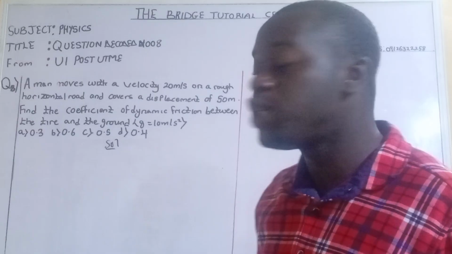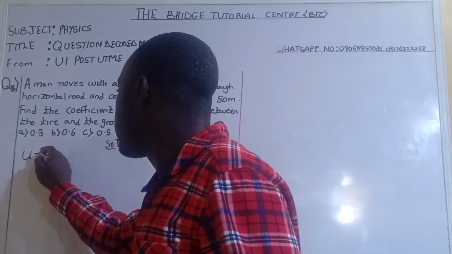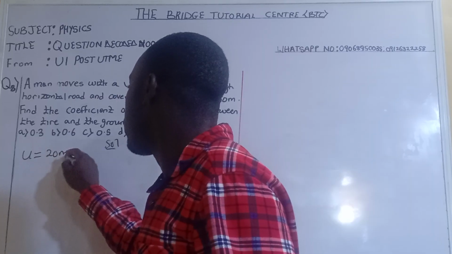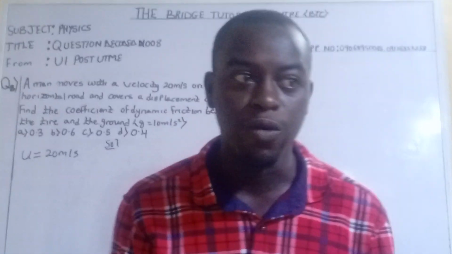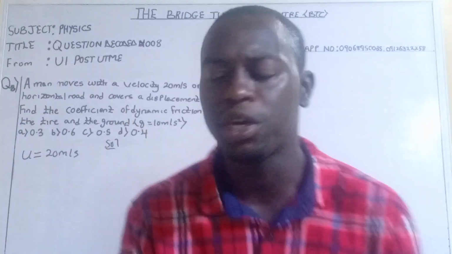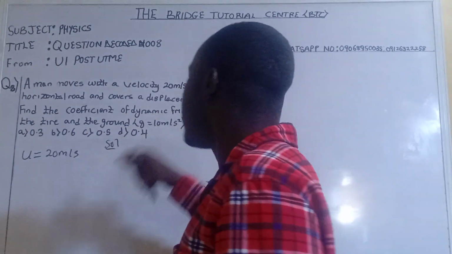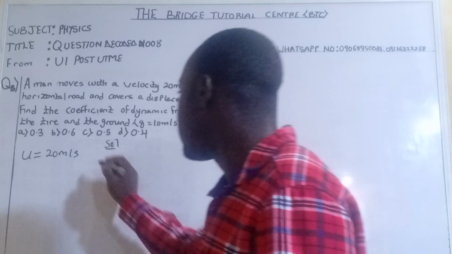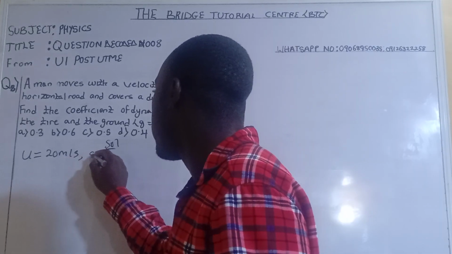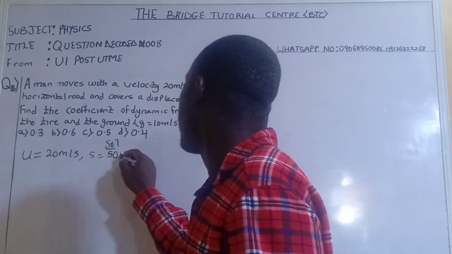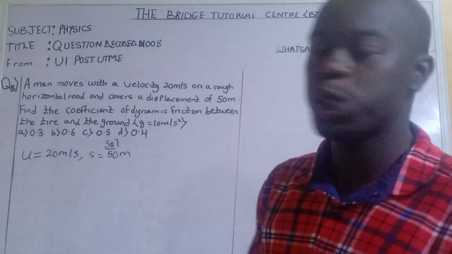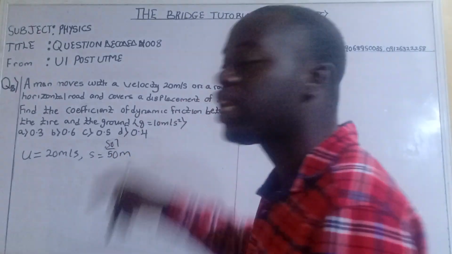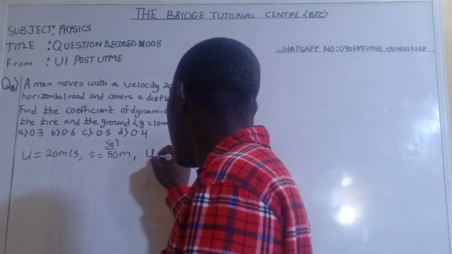The initial velocity being used by the man, which is our u, is equal to 20 meters per second on a rough horizontal road. When you hear the word rough, you know there's likelihood of there being friction, and covers a displacement of 50 meters. That is the distance which was covered. So S equals 50 meters. Okay, find the coefficient of dynamic friction.